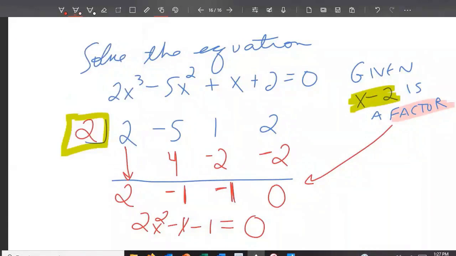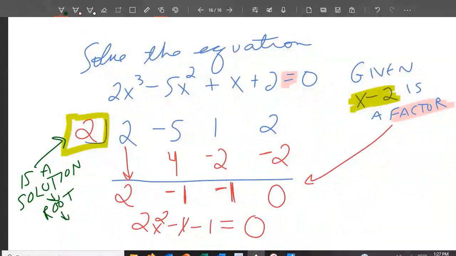Now, let me make sure that we understand this. This 2 is a solution. Which is also called a root. Which is also called a zero. Since it says solve the equation, what it wants us to do now is factor this piece and solve for the other two solutions. I'm just going to go ahead and factor it for you.